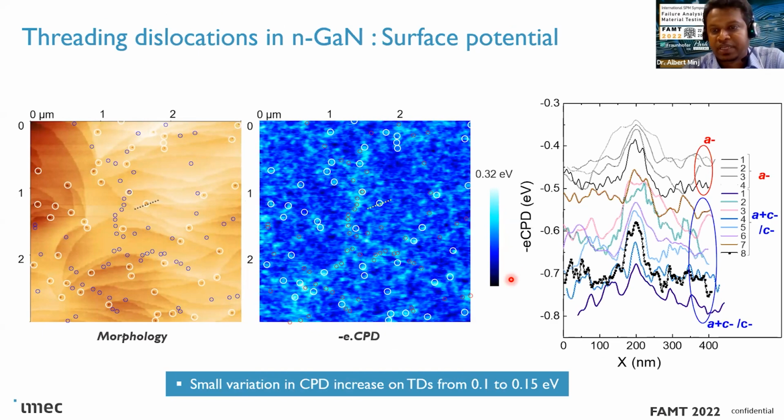And we actually also obtain an increase in the minus E times CPD around both types of threading dislocations. Here it was difficult to know if it was more severe on the A type or on the A plus C type because of the background noise.